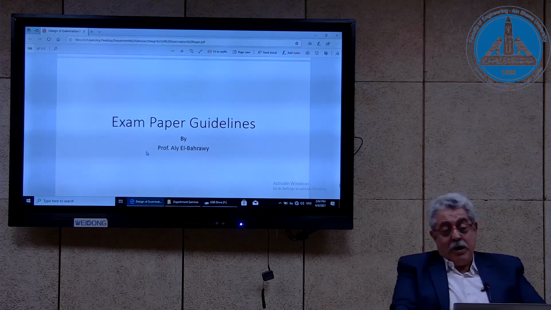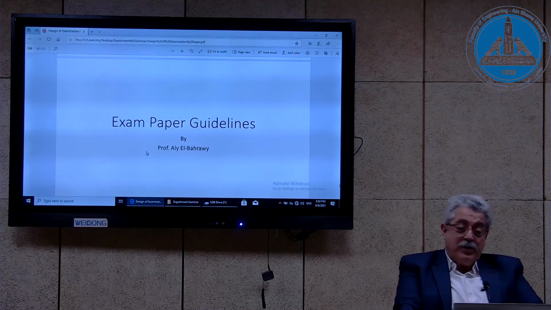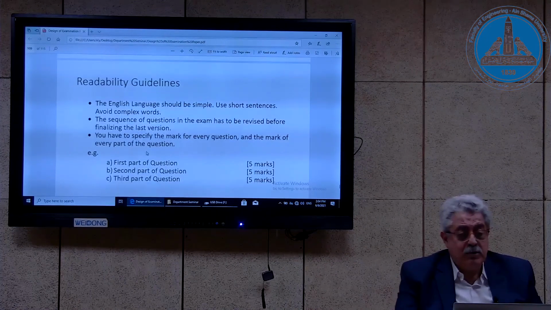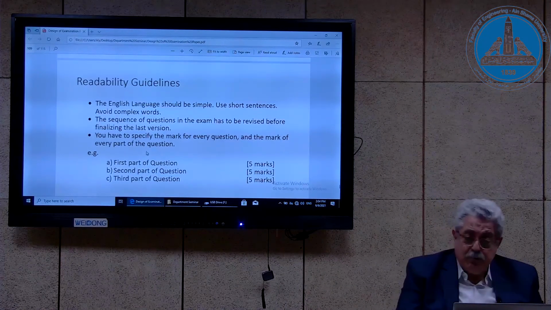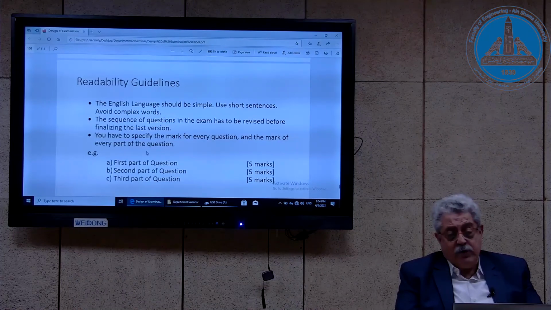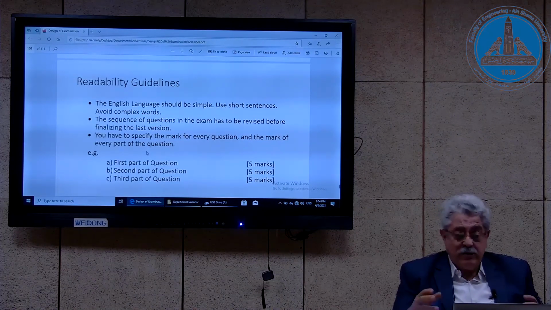This is the last part of my presentation, which is a bit longer than my previous 2 presentations, and these are the guidelines I put. The English language should be simple, use short sentences, avoid complex words. The sequence of questions in the exam has to be revised before finalizing the last version.